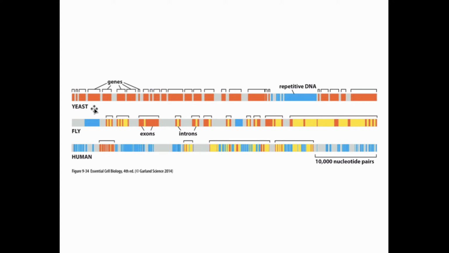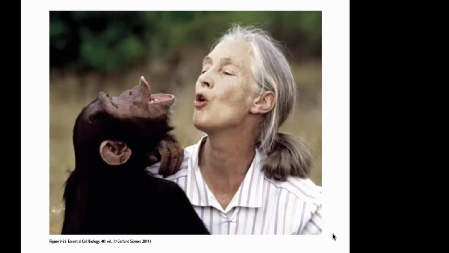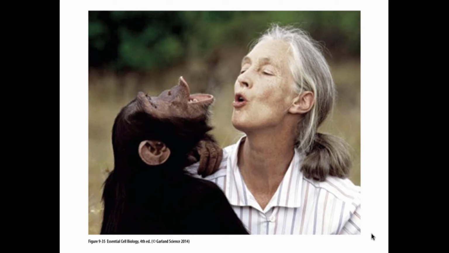So in the case of yeast, the genes are very compact, there's very little intergenic DNA, and there's also little repetitive DNA. Compare that to the human, where we have lots of repetitive DNA, and we have lots of intronic DNA, and the red areas represent actual coding exons. One of the most revealing analyses of genomes came when the chimpanzee genome was compared to that of human.